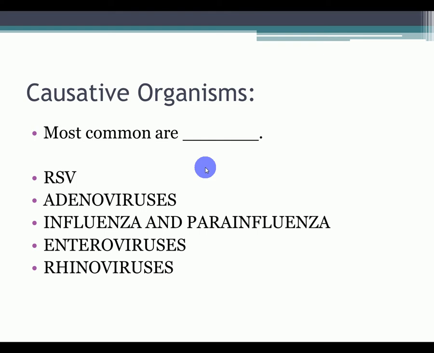Alrighty then. Causative organisms. The most common when we think about infectious disorders, upper respiratory tract infections, are viruses, and especially RSV. In fact, up to 75% of all cases of bronchiolitis in infants is caused by RSV. Now, there's also some bacteria and some other things that cause it, but these are the main ones, the viruses. You see the adenoviruses, influenza, enteroviruses, and rhinoviruses are also guilty. But the primary one that we're going to see is the RSV.